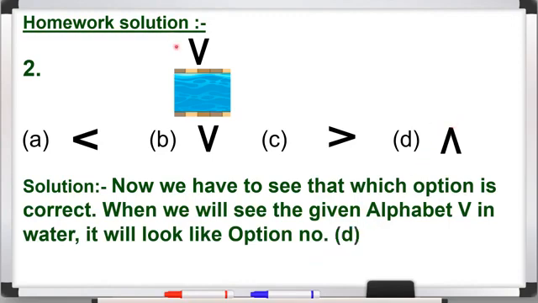ठीक है, यहाँ पे देखिए हमारा जो ये पार्ट है बॉटम वाला वो टॉप में चला जाएगा और जो टॉप वाला है वो बॉटम में आ जाएगा. And it is in option number D like this. So option number D is correct.